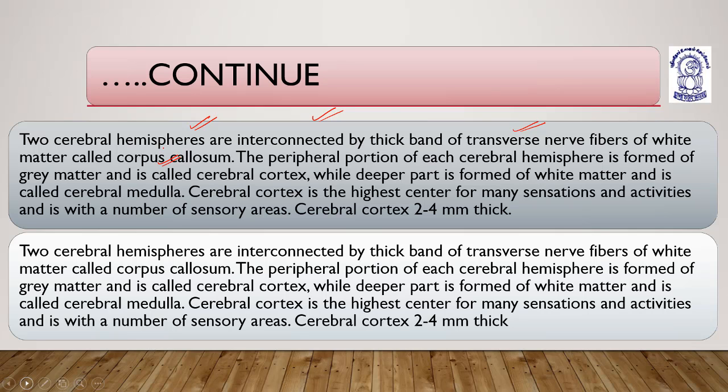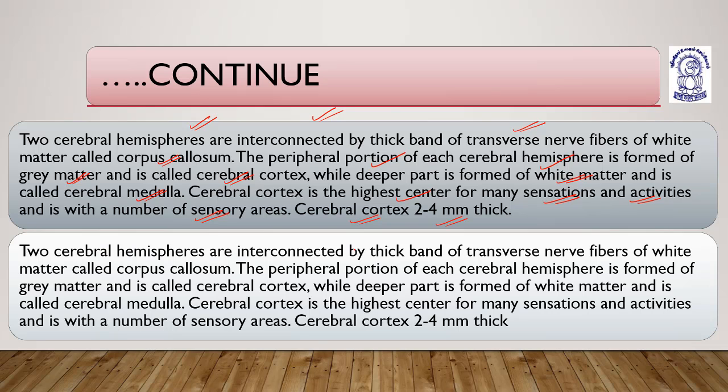The corpus callosum basically separates two cerebral hemispheres, which is the band of transverse nerve fibers made up of white matter. The peripheral portion of each cerebral hemisphere is formed of gray matter, means outside, and is called cerebral cortex, while the deeper part is formed of white matter, that is known as what? Cerebral medulla. Cerebral cortex is the highest center for many sensations and activities and is with a number of sensory areas. Cerebral cortex is 2 to 4 millimeters in thickness.